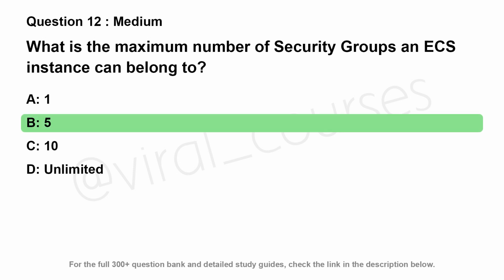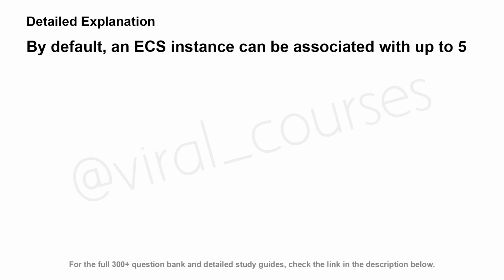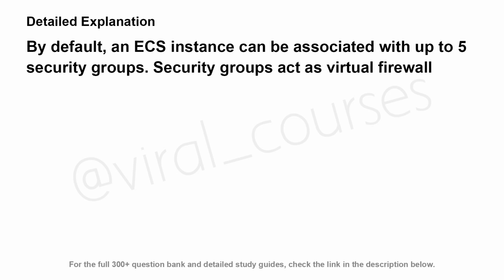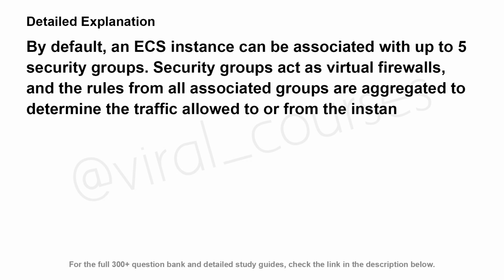The correct answer is B. By default, an ECS instance can be associated with up to 5 security groups. Security groups act as virtual firewalls, and the rules from all associated groups are aggregated to determine the traffic allowed to or from the instance.